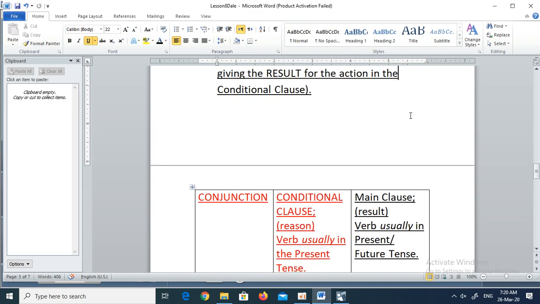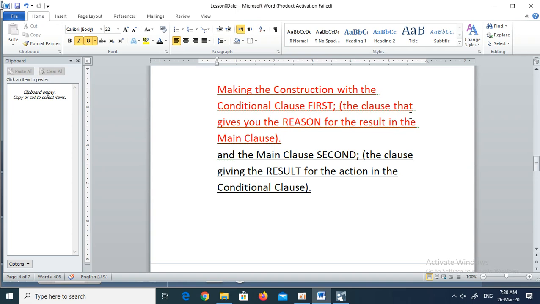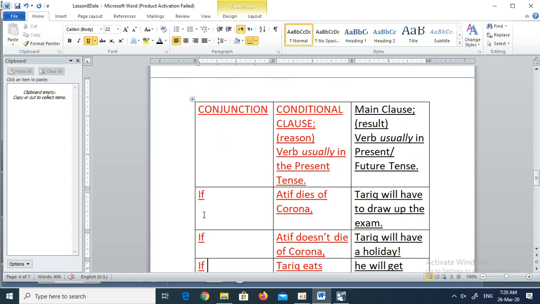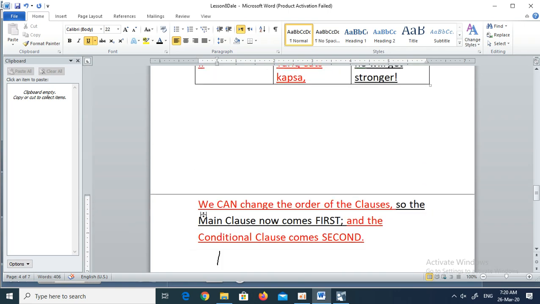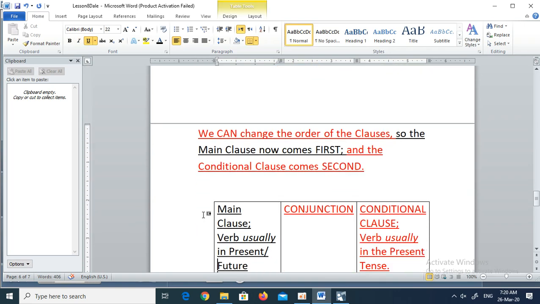Now, in this box, we have made the construction with the conditional clause first and with the main clause second. But you do not have to do it that way. You can change the order of the clauses so that the main clause comes first and the conditional clause comes second. So let us see what happens when we switch those examples.